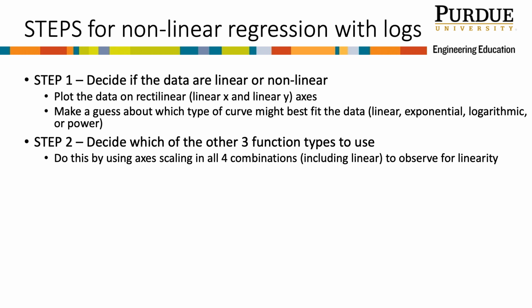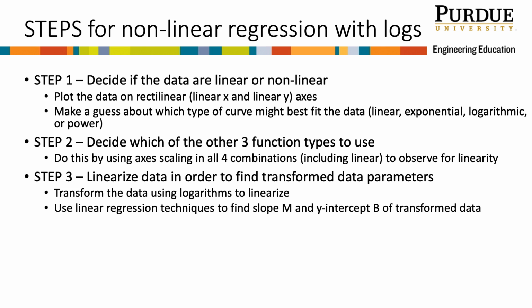Next, if you believe that the data are not linear, you need to decide which, if any, of the 3 function types to use. Here again, we are considering exponential, logarithmic, and power functions. You do this by graphing the data on scaled axes to help verify which model to use. If one of them looks more linear and it matches what you observed in step 1, you can continue with that function type.